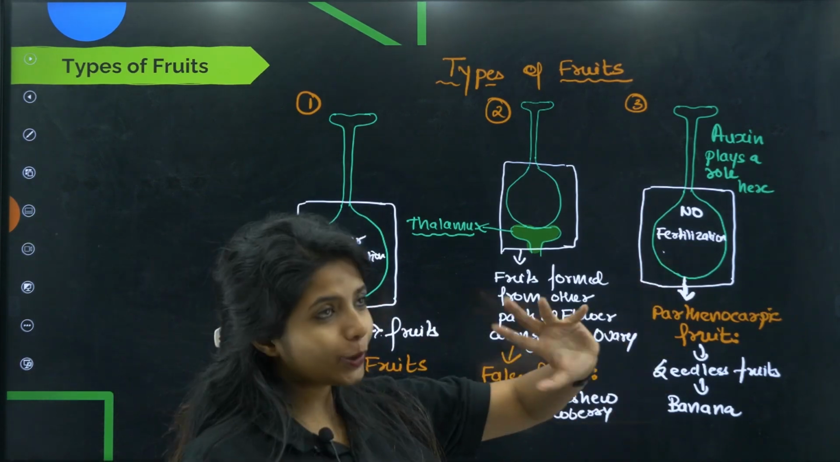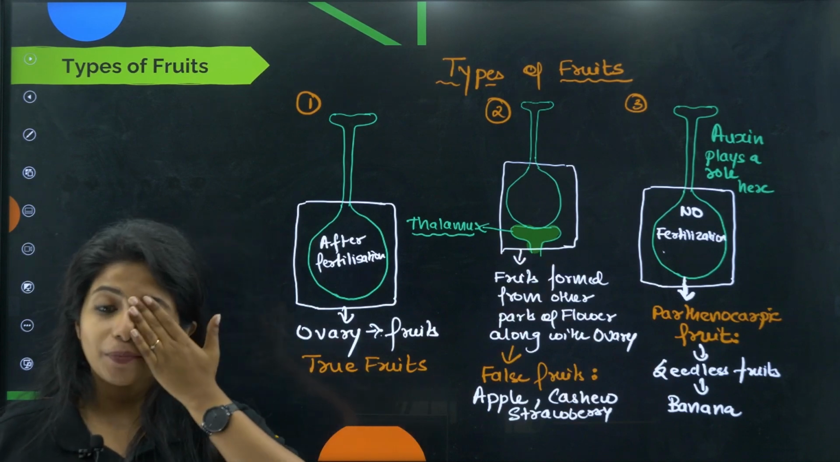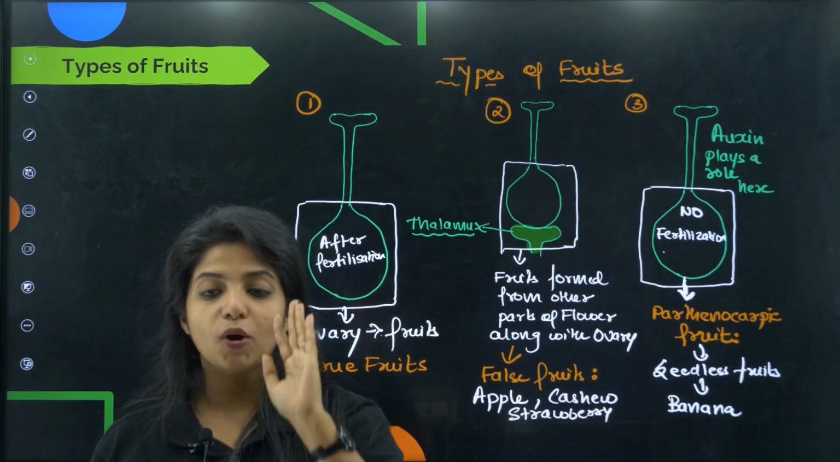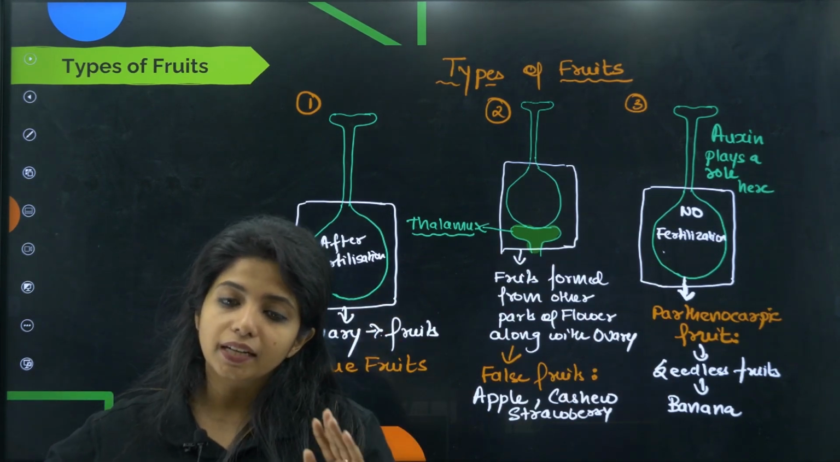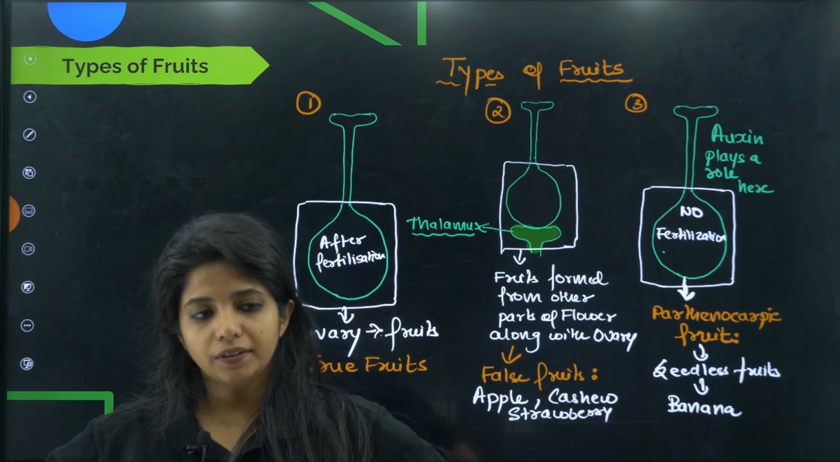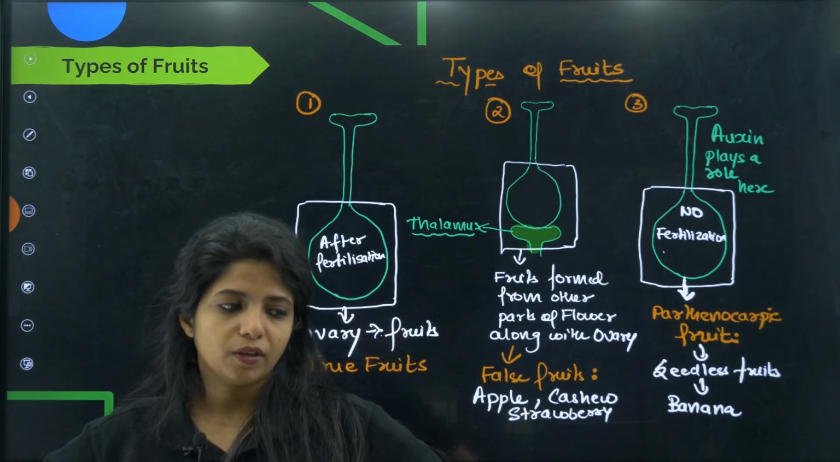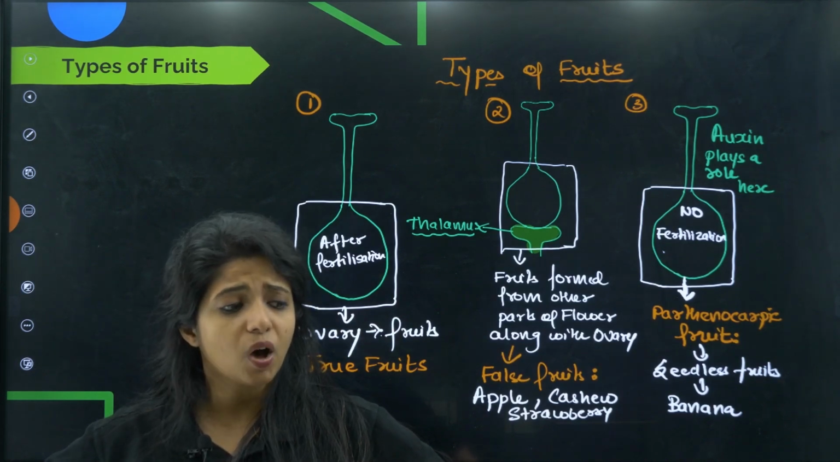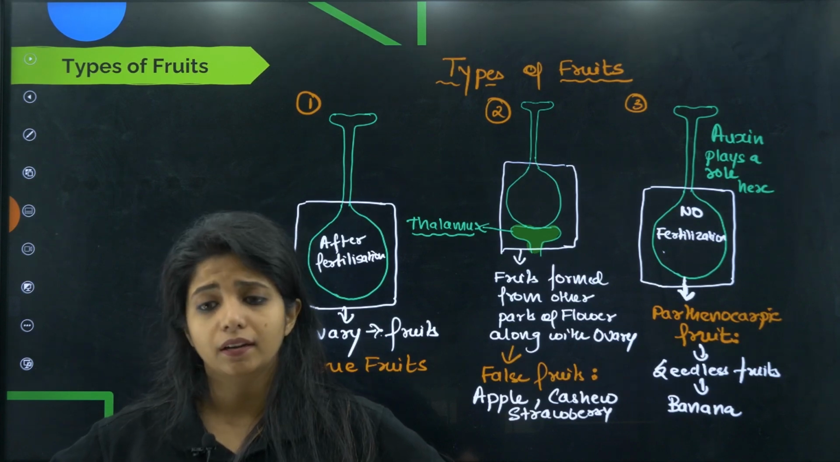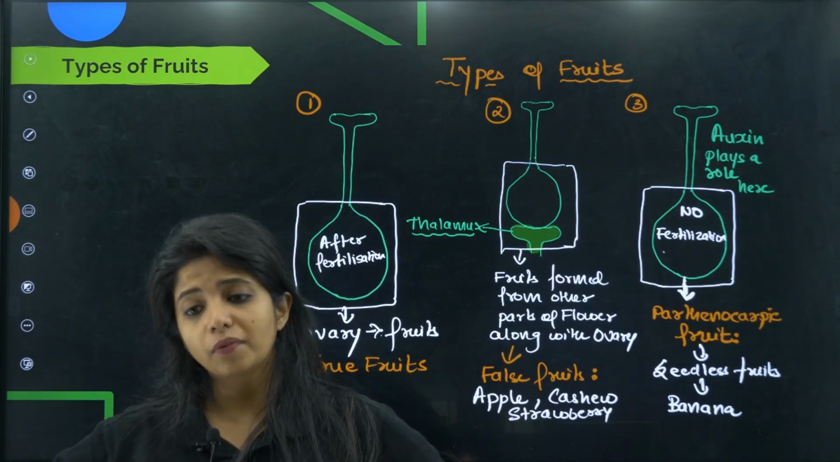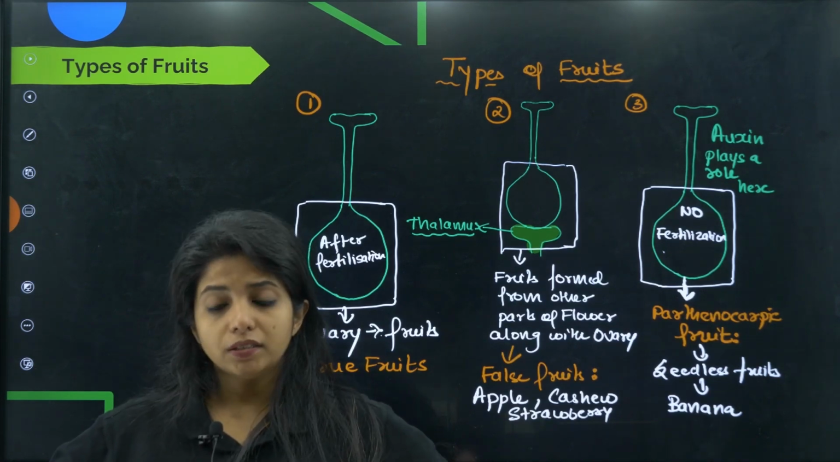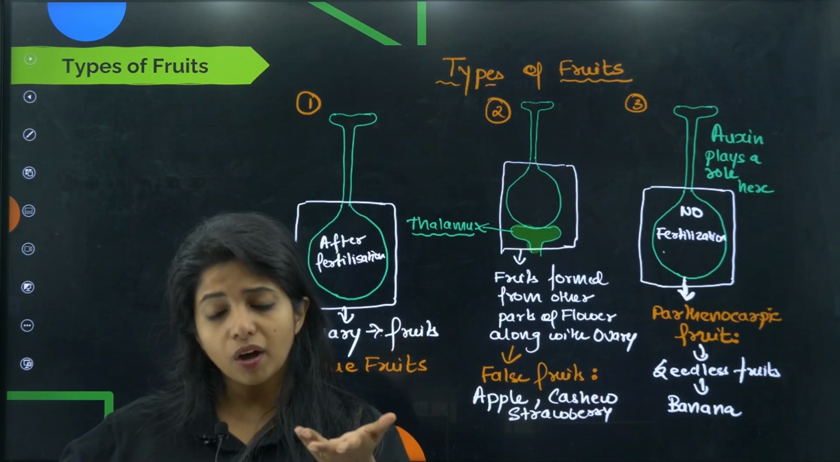Now that is another type of fruit, okay. There is another type of fruit, way beyond our league. Here fertilization has not taken place. Now you might be thinking, ma'am, too much of bio, we cannot take it. Without fertilization, how will the seed be formed? If the seed is not formed, how will the fruit form? That is another story.